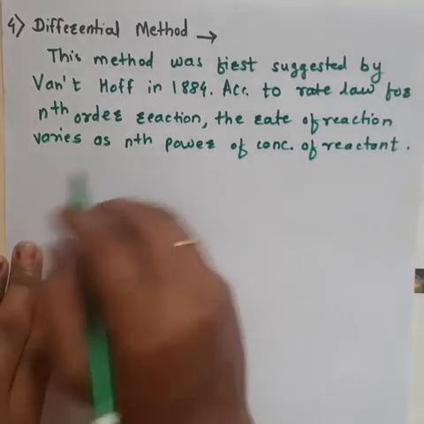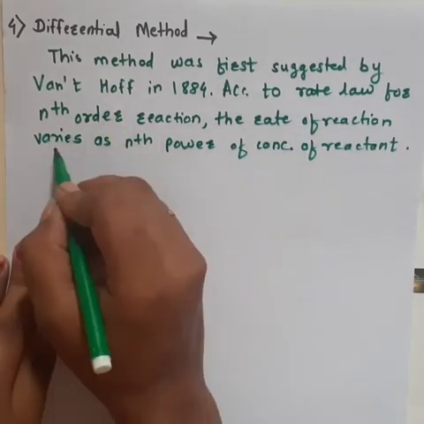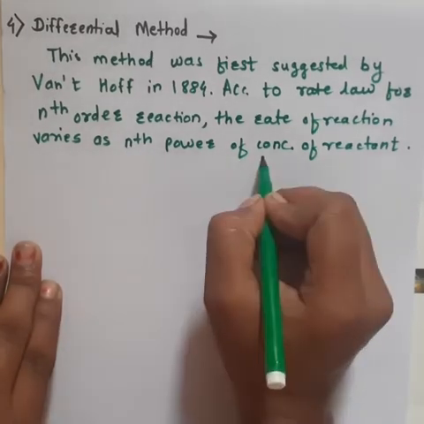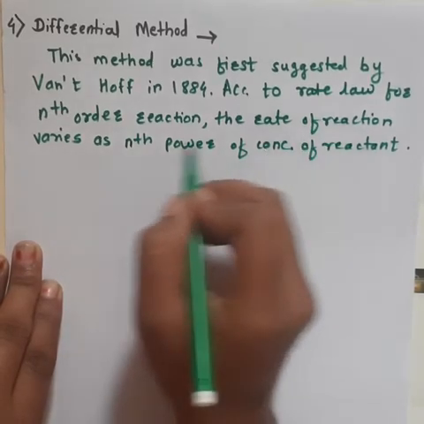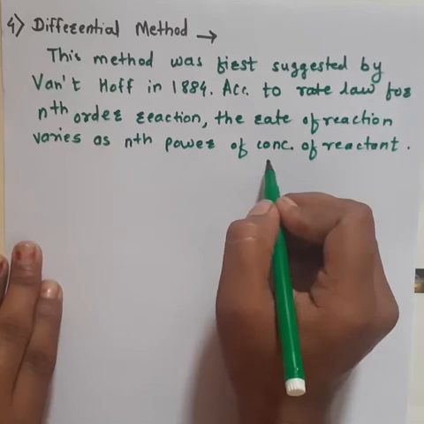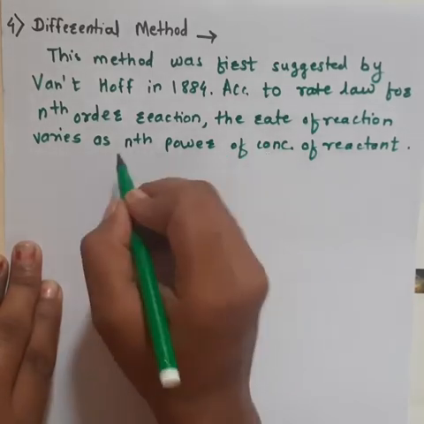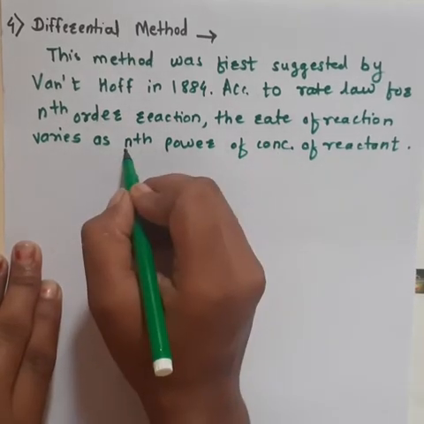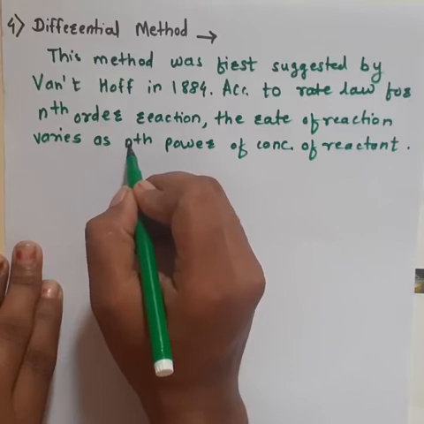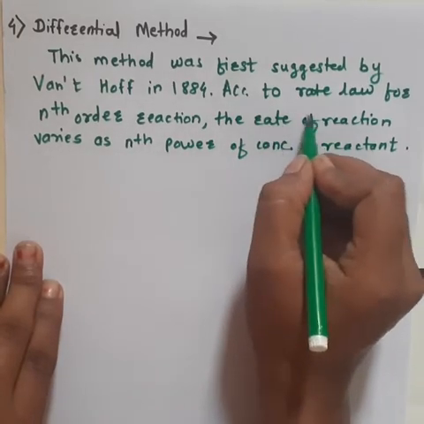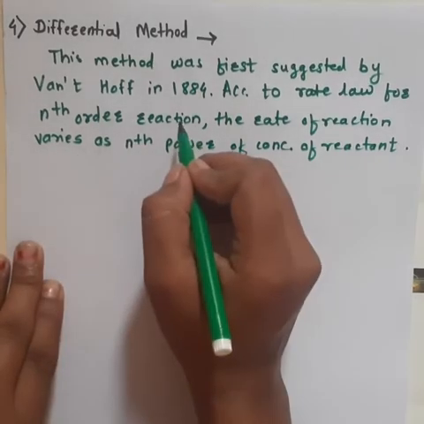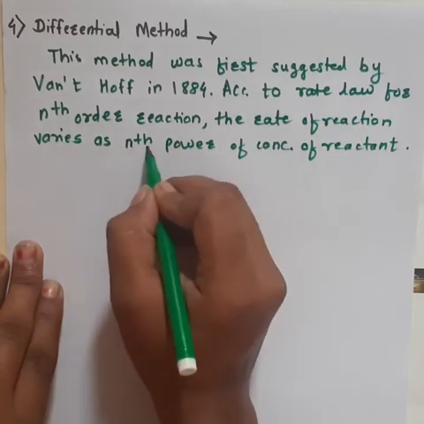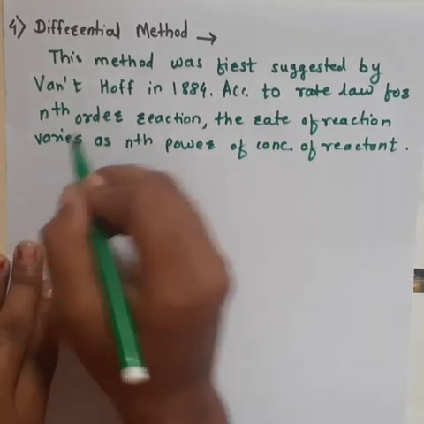This method says that the rate of the reaction varies as the nth power of the concentration of reactant, because if n is equal to 1, we can say that this is a first order reaction. If n is equal to 2, it is a second order reaction, because the concentration of reactant is raised to the power 2, and therefore the rate of reaction varies as the second power.